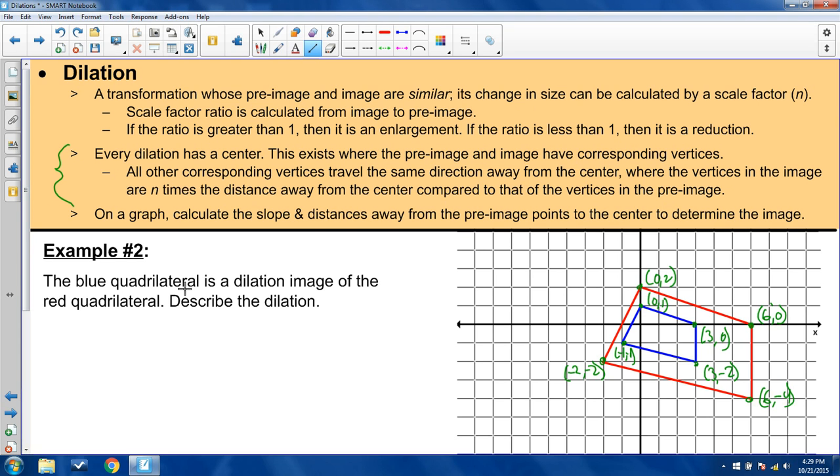Now the blue quadrilateral is a dilation image of the red quadrilateral, which means we started on red and we went inward toward blue to make this happen. So if they go the same direction, I'm going to start focusing on red here. I'm going to start mapping onto blue. I'll just start drawing straight all the way through.